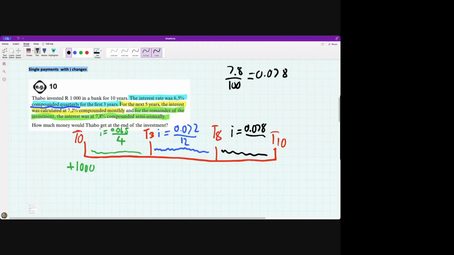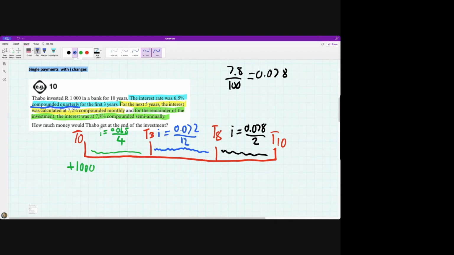Semi-annual means twice a year or half years. So I divide my interest rate by 2. Okay. Ladies and gentlemen, you have drawn a beautiful timeline. Now all you need to do is apply some formula. How much money would Thabo get at the end of the investment?